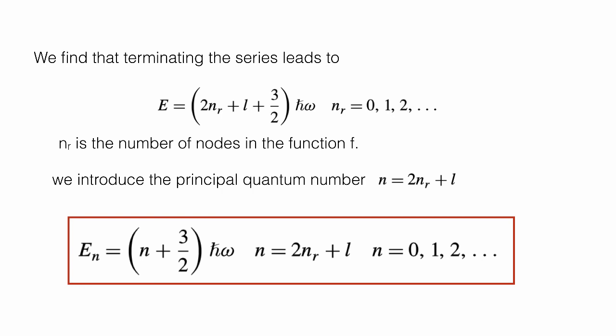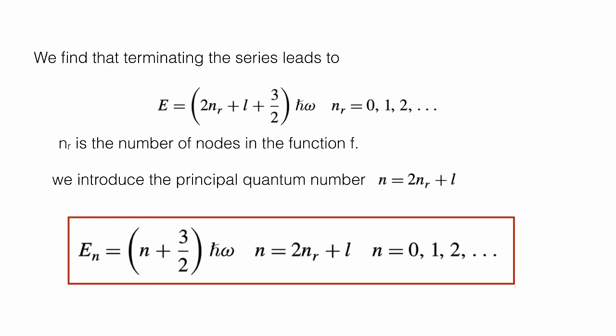nr will be the number of nodes in the function f. In other words, it will be the order of the function f. L, of course, is related to the eigenvalue of the L square operator, and that means that we can write 2nr plus L as a number n, and then we end up with the same solution as we've done before when we solved the three-dimensional harmonic oscillator in Cartesian coordinates.